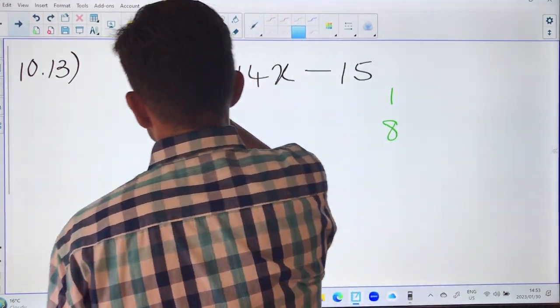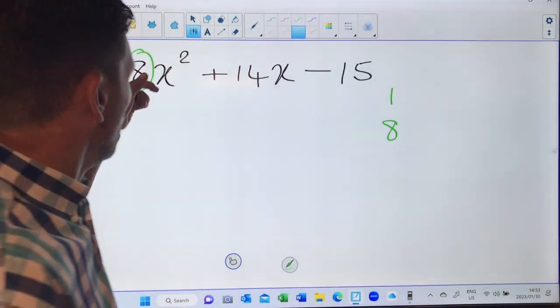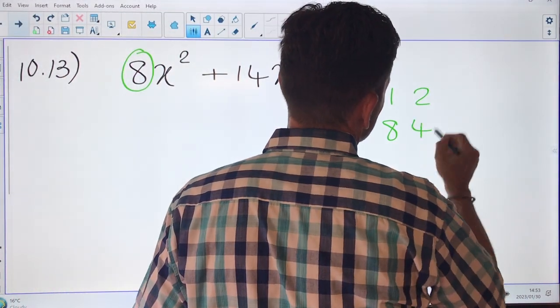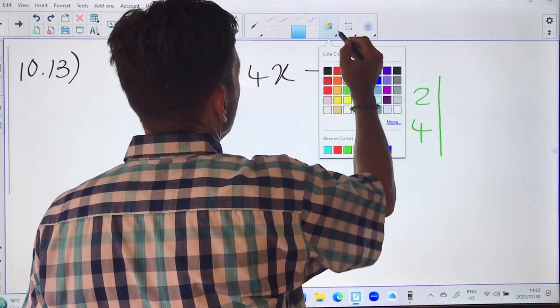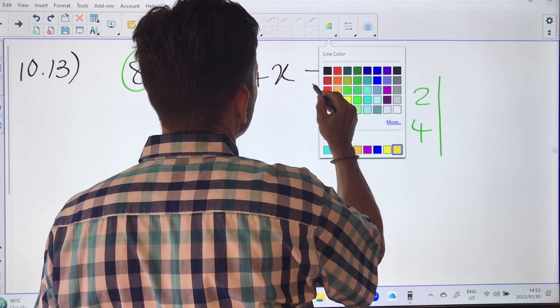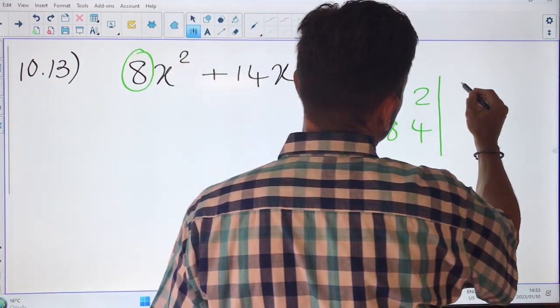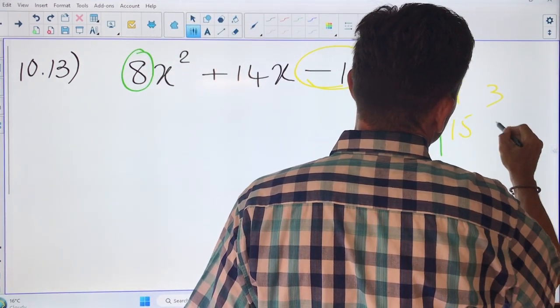Factors of 8, so we're looking at the number 8. 1 and 8, 2 and 4. And then at the numbers at the back, here we look at 15: 1, 15, 3 and 5.